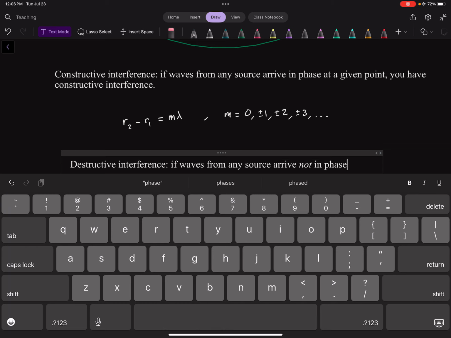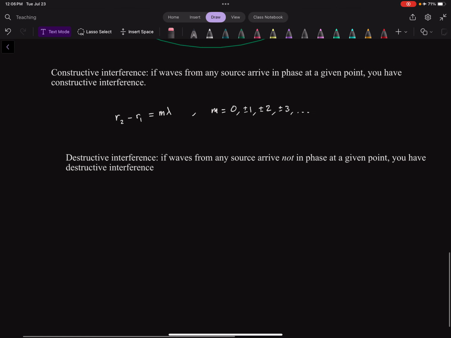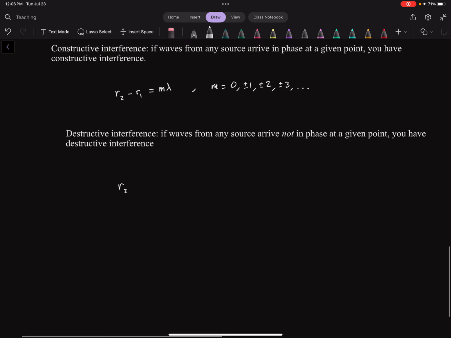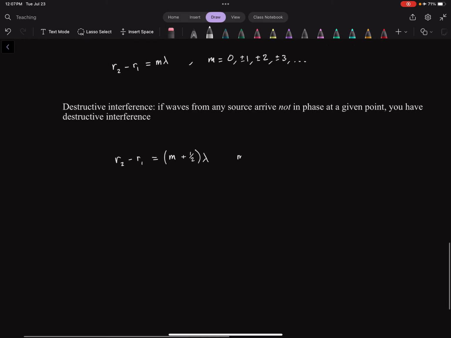At a given point, you have destructive interference. Okay. And we would say R2 minus R1. So destructive interference occurs, total destructive interference, at least, is when they're exactly out of phase.